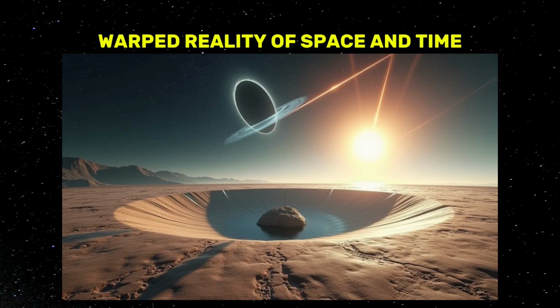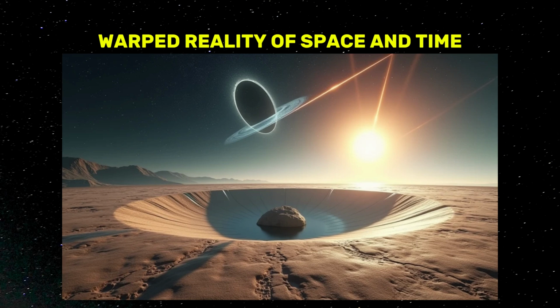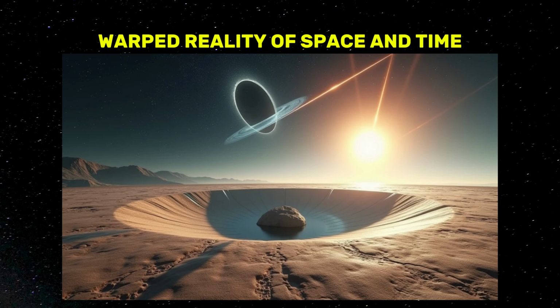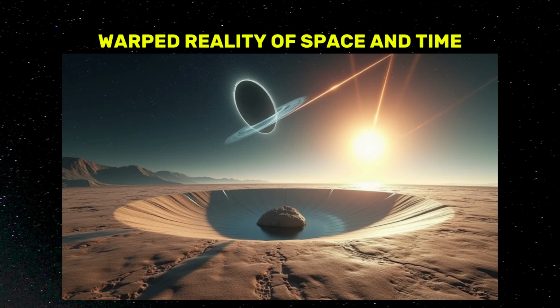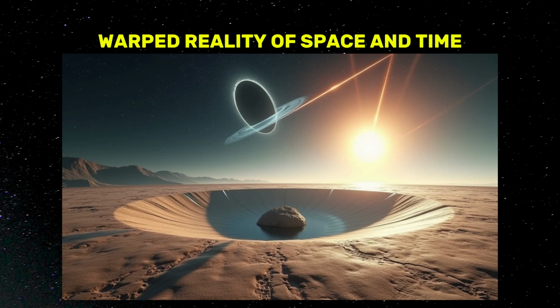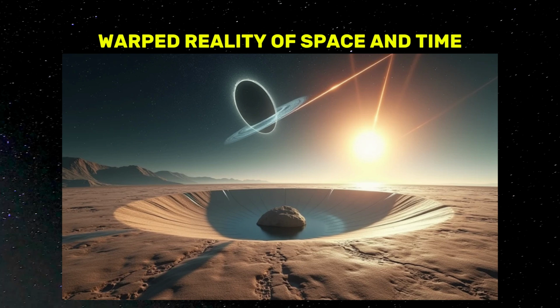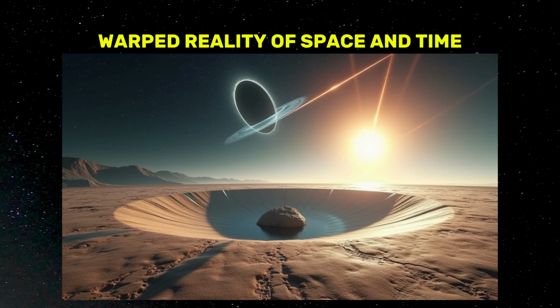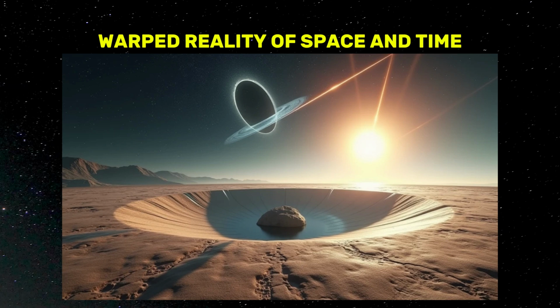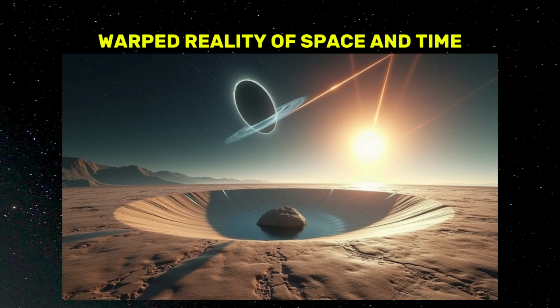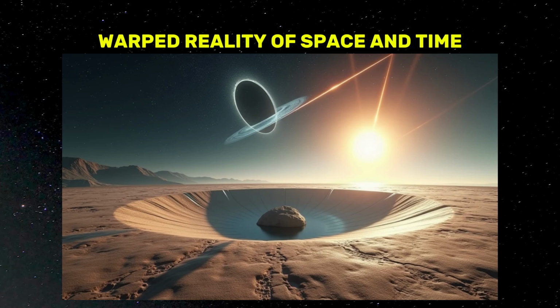Einstein famously likened this to a trampoline. Place a heavy ball in the center, and the surface sags. Then roll a smaller marble near it. The marble will spiral inward, following the curve. That's how gravity works in this new view. It's the motion of objects responding to the warping of spacetime caused by mass and energy.